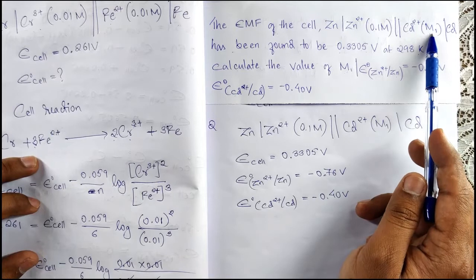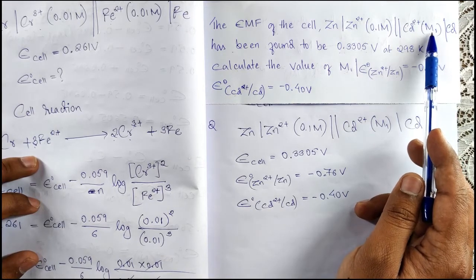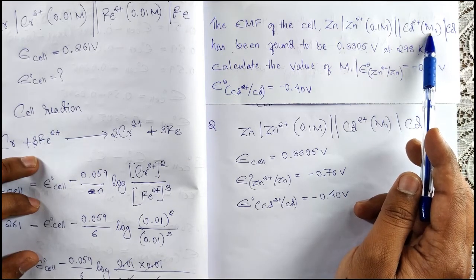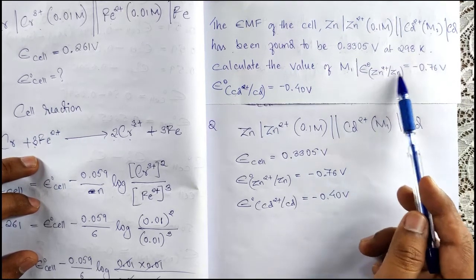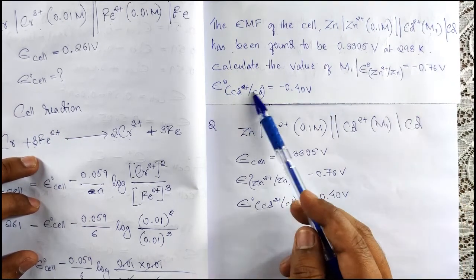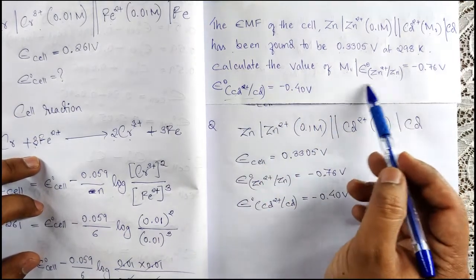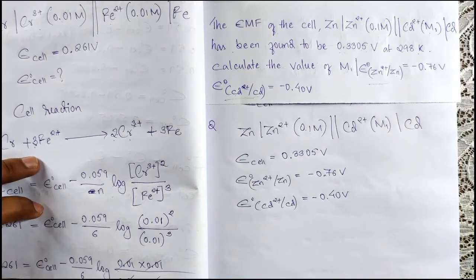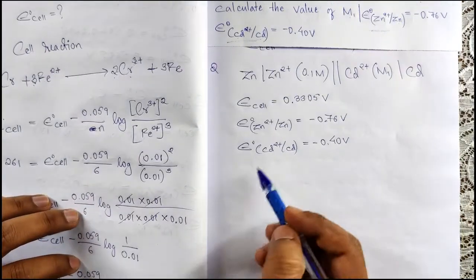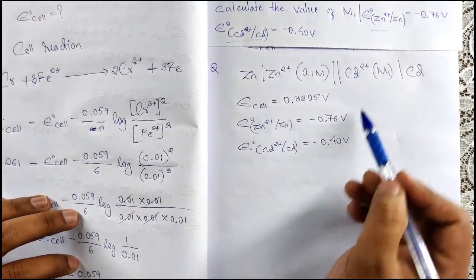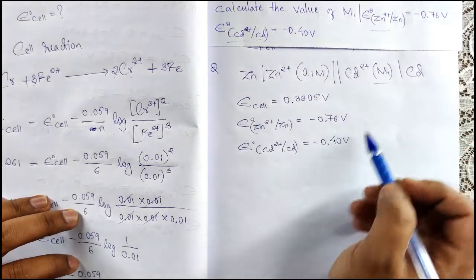So out here they haven't given the concentration of cadmium. So we are supposed to find the concentration of cadmium. E naught Zn2 plus by Zn is given, and cadmium 2 plus by cadmium is also given. So whenever these two are given, always remember first we can find E naught cell. So out here I've written down the equation. We are supposed to find this M1 out here.